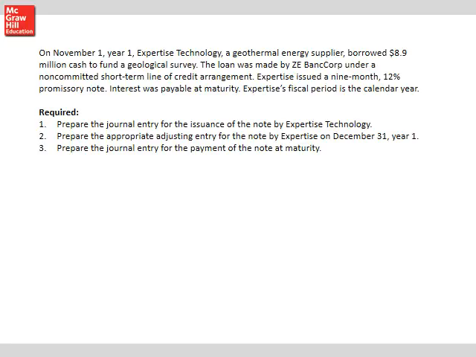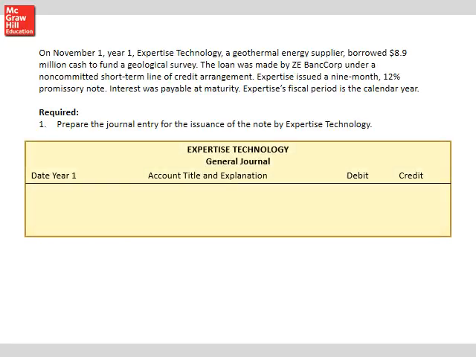So we have to do 3 things here. We have to prepare the initial journal entry for the issuance of the note. We have to make the adjusting entry at the end of the fiscal year. And then we have to make the journal entry for the payment of the note. So our first thing, we're going to make our journal entry for the issuance of the note. We're going to debit on November 1st, the date that we borrowed the money, cash, that's what we received, for $8,900,000. And then we're going to credit notes payable for the same $8,900,000. Okay, that should be no problem.